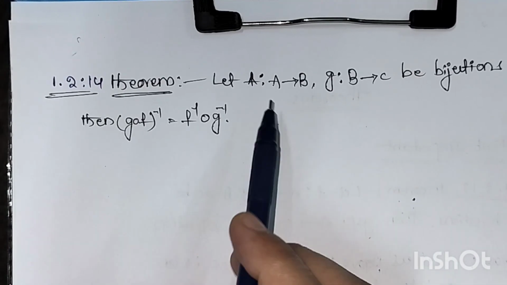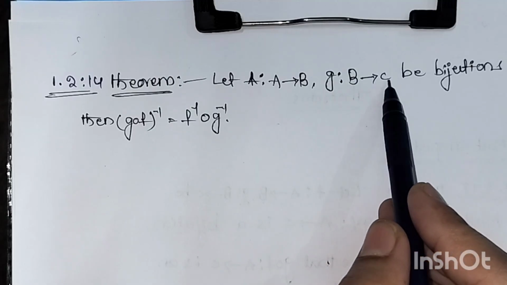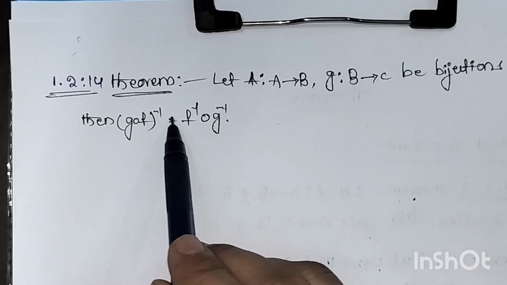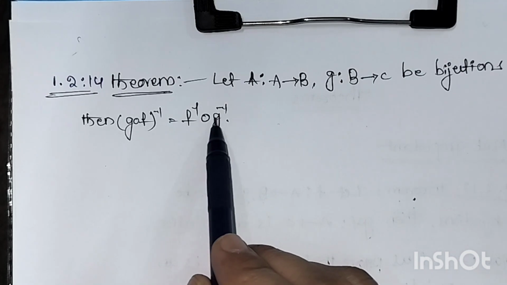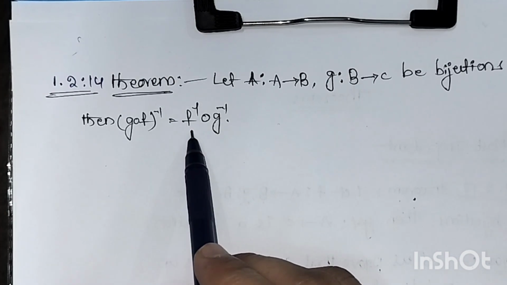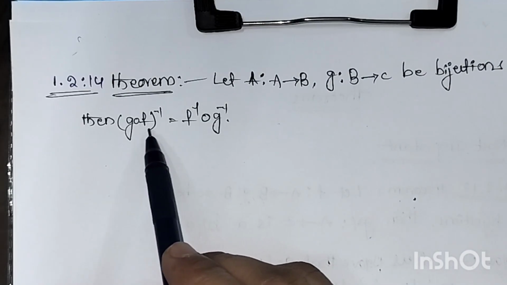Second theorem, let f maps A to B, g maps B to C be bijections, then g circle f whole inverse is equal to f inverse circle g inverse. We need to prove that these two are equal and we also need to prove that their domain is the same.